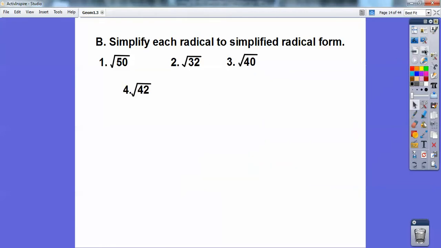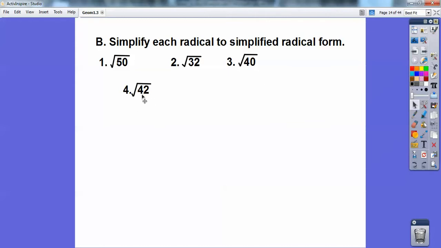All right, square root of 40, square root of 42. 40 breaks down to 2 times 2 times 2 times 5. It's 8 times 5. And then 42 breaks down to just 6 times 7, which is 2 times 3 times 7.